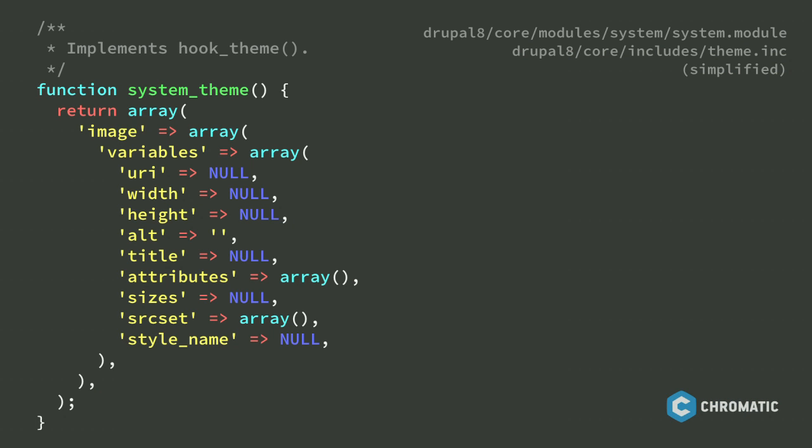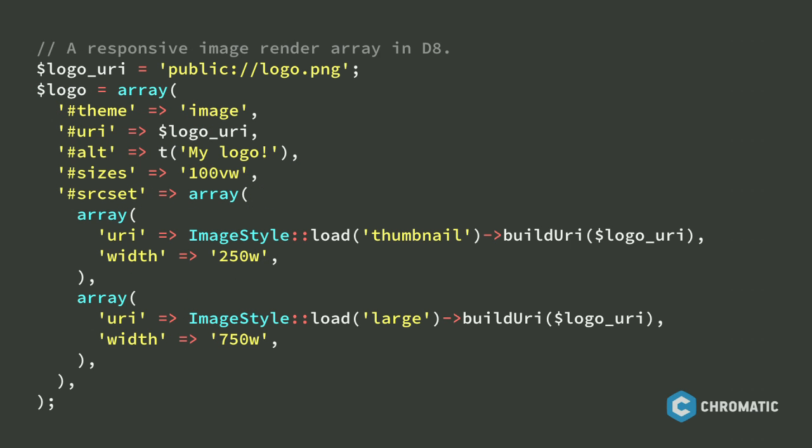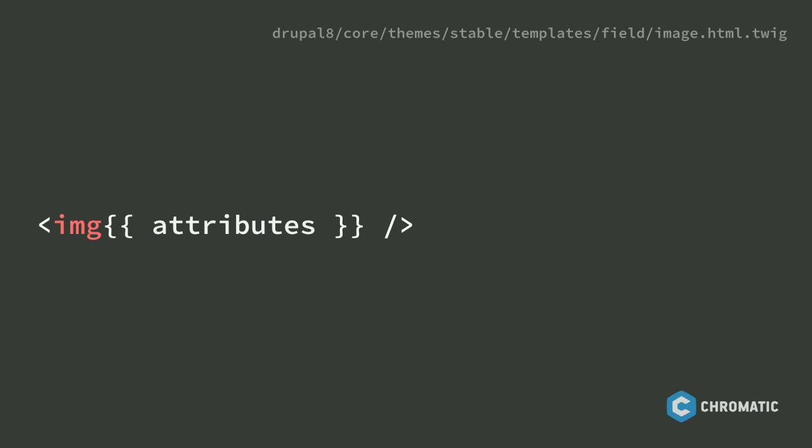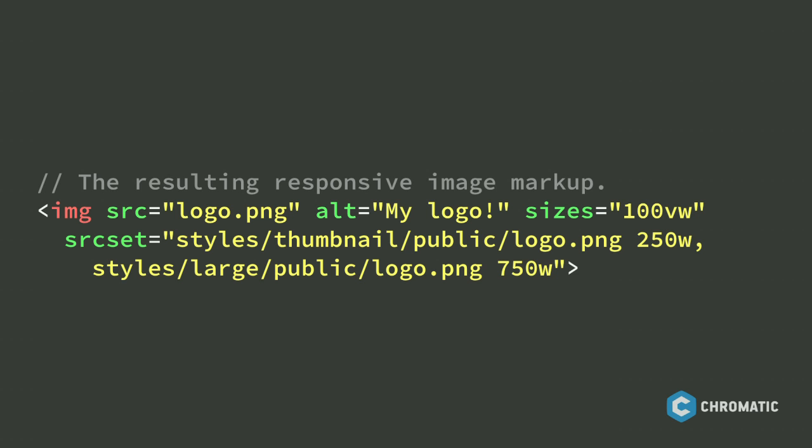To recap a tiny bit on that, our initial definition of a theme hook is going to live within hook theme, and that's going to tell us what variables we can use from within our render array. And when we render that render array from within a template, its variables are going to be run through any preprocess functions that may exist. And again, modules and themes can define these too, and we'll get into that later. But it's going to run any preprocess functions to prepare variables that are going to be printed in the template. And that's how we get the resulting markup that we wanted.